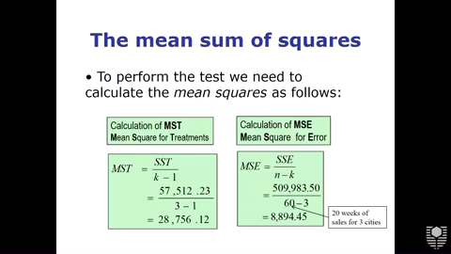So for K minus 1, how many Ks do we have in our example? 3 treatments, 3 cities. For N minus K, how many N do we have? 60. That means N minus K equals 57. Guys, this one: 20 weeks in 3 cities, 20 times 3 equals 60.